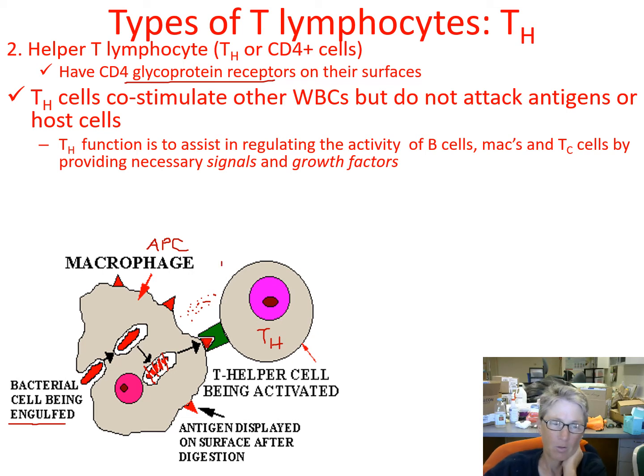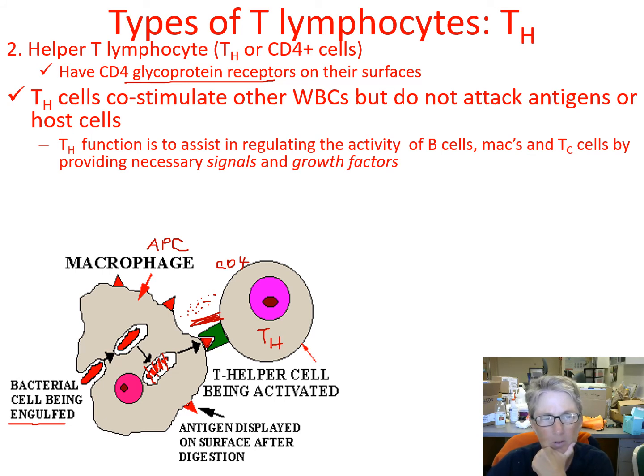So you'd have CD4. Oh boy, it's like I said, it's so hard to. CD4 would be like a co-molecule here on the helper T cell. So helper T cells co-stimulate other white blood cells like macrophages, but they don't do any attack on antigens or host cells. So remember, the cytotoxic Ts will actually attack and kill an infected cell, but these helper T cells just co-stimulate other white blood cells. They don't destroy infected cells.